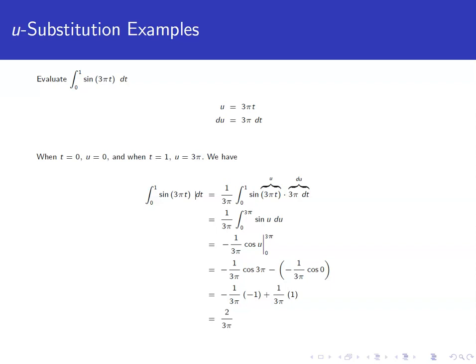In this video, we're going to look at some examples of using the substitution method to evaluate integrals. So this first example is a pretty straightforward example. We have the integral from 0 to 1 of sine of 3 pi t dt.